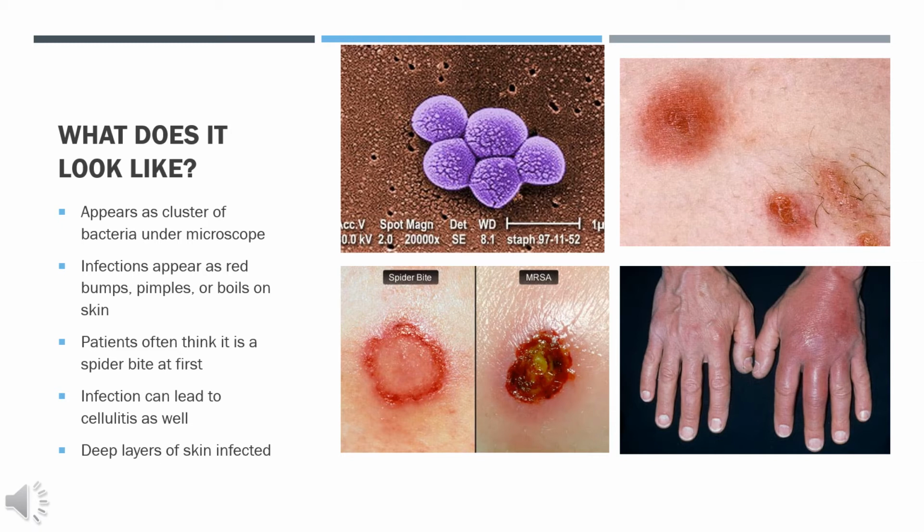MRSA can lead to cellulitis as well, an infection of deep layers within the skin. The skin will appear pink or red as if badly sunburned. It may be warm and appear swollen, and often will affect the legs or the arms.